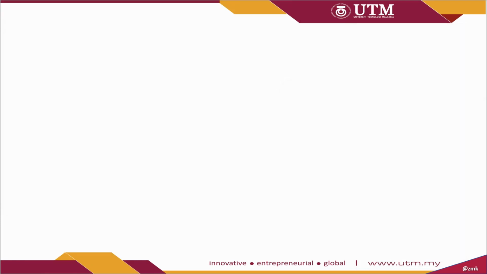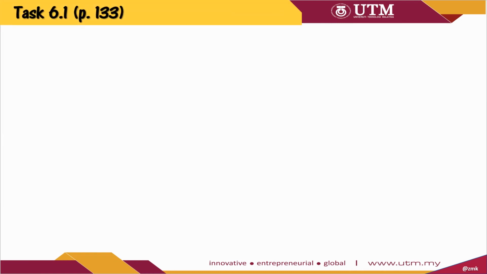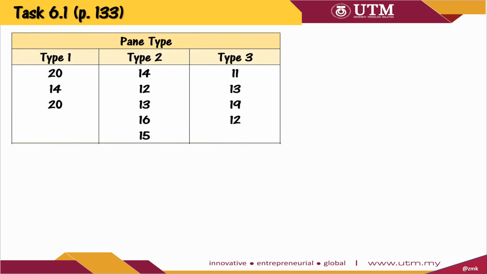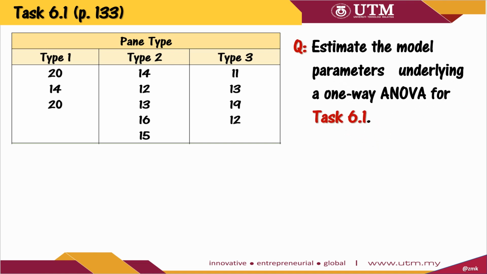Another example is on task 6.1 from the Statistics for Engineers textbook, page 133. In this example, we want to test if there is a difference between the amount of heat loss due to thermal paint type. Again, we have 3 different levels. That is, k is equal to 3. And the method to perform the statistical test is a one-way ANOVA. However, as you can see, the sample sizes are different, and the question addressed in this slide is to estimate the model parameters underlying the one-way ANOVA.